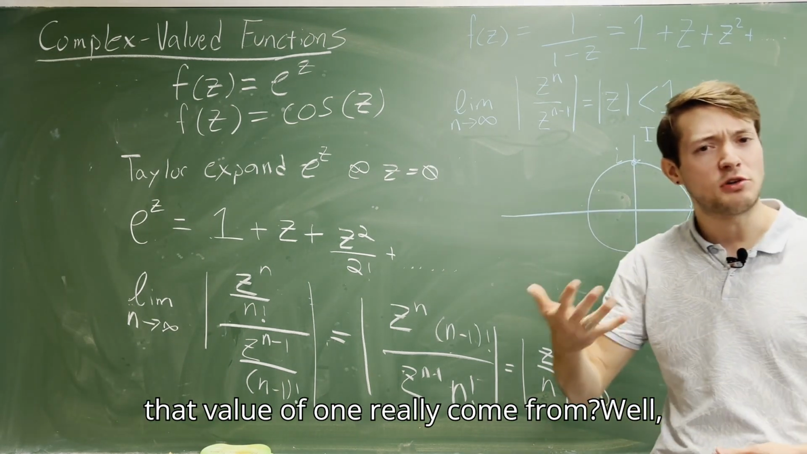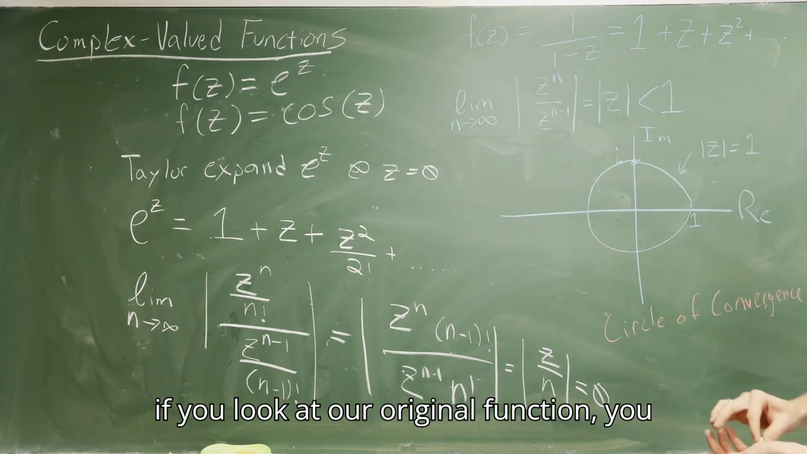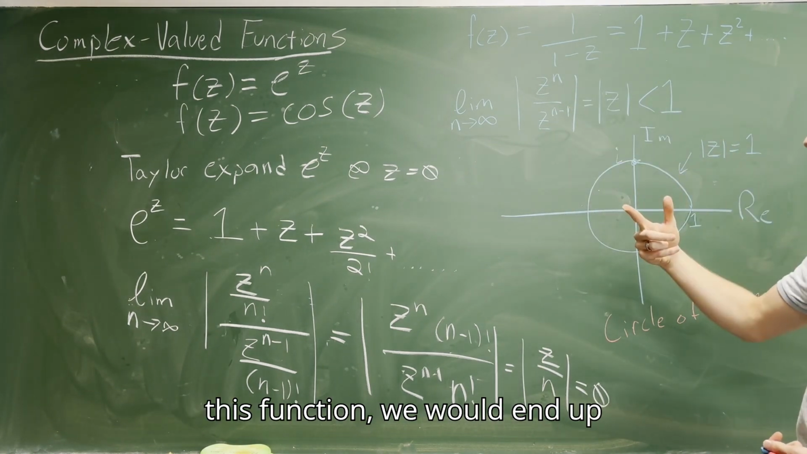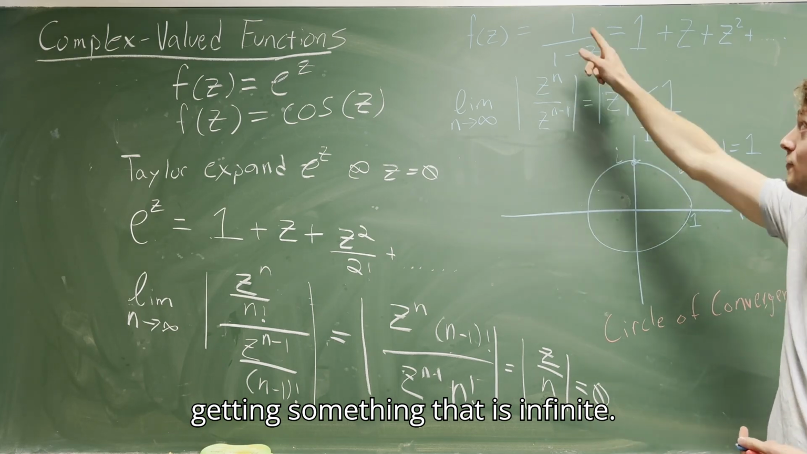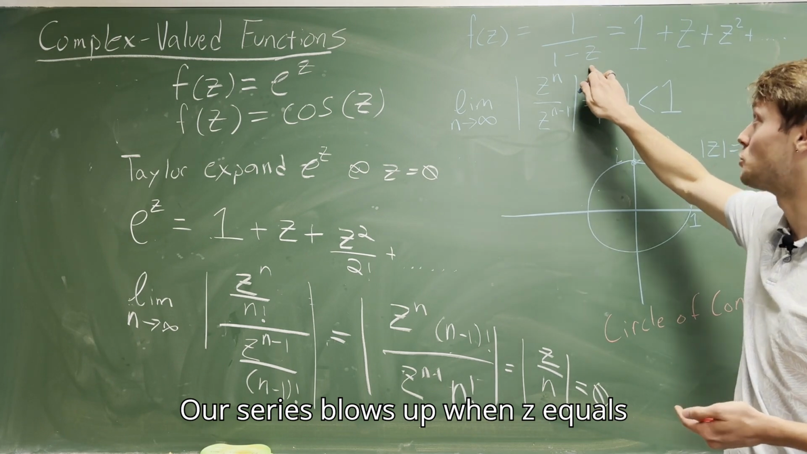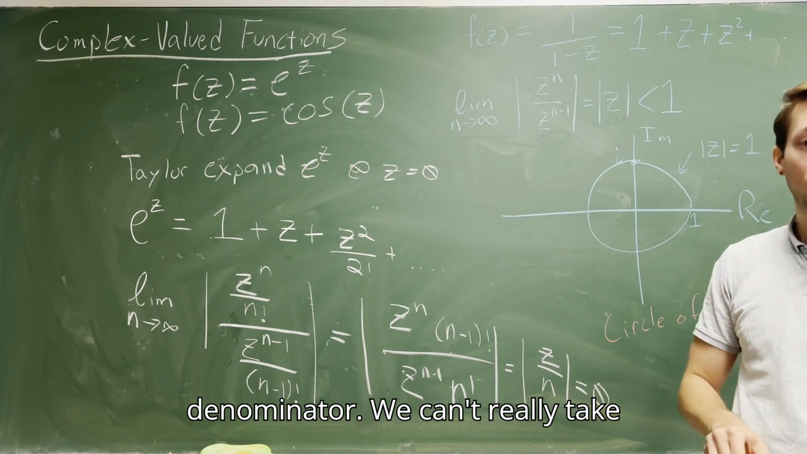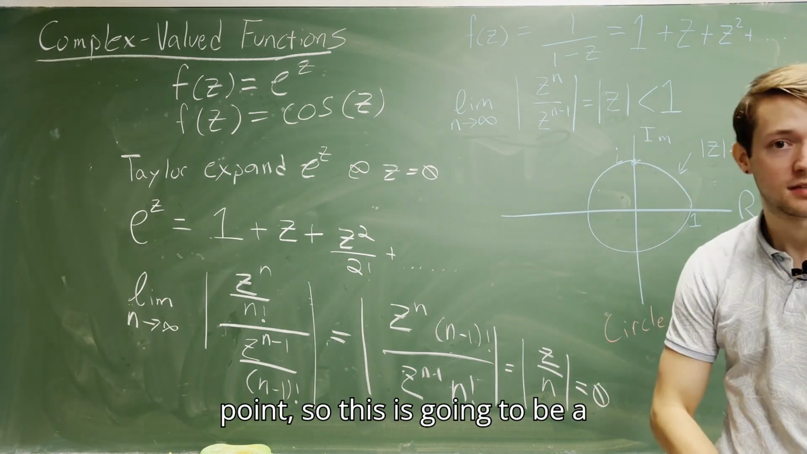So where does that value of 1 really come from? Well, if you look at our original function, you might notice if we plug z equals 1 into this function, we would end up getting something that is infinite. Our series blows up when z equals 1 because we have a 0 in the denominator. We can't really take derivatives at that point.